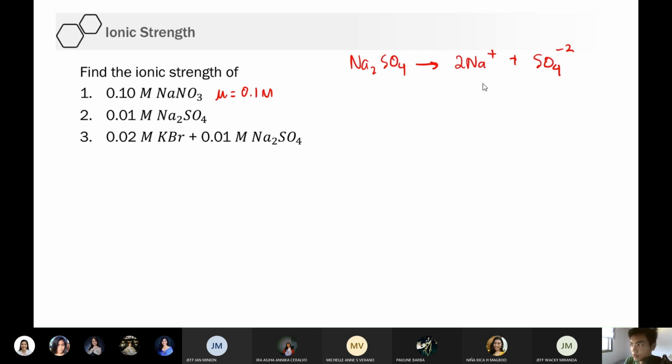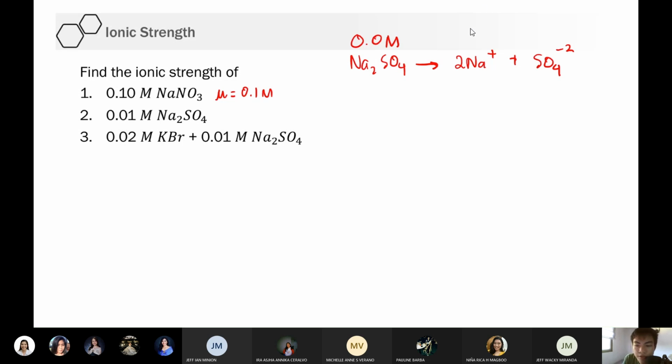Again, 2 moles of sodium ion will be produced. Why? Because we have to follow the law of conservation of mass. If you have 2 sodium atoms on the reactant side, then you must also have 2 sodium ions on the product side. Whatever your subscript is becomes the coefficient when it turns into ions, so you just follow your stoichiometry here. If we have 0.01 molar sodium sulfate, what will be the concentration of your products?